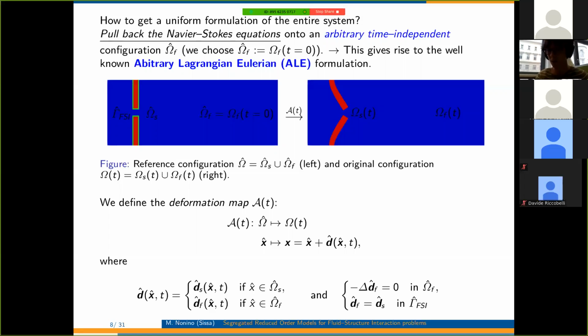So I always work with the harmonic extension. So dF is defined as a harmonic extension of the solid displacement on the whole fluid domain. But you can also work with another linear elasticity problem, or you can also define dF with a biharmonic extension. But for our test cases, this was more than enough.